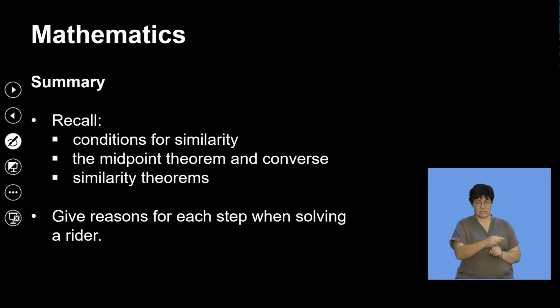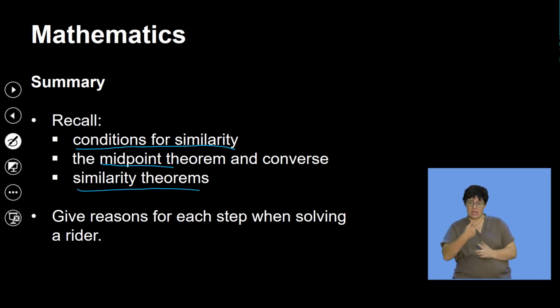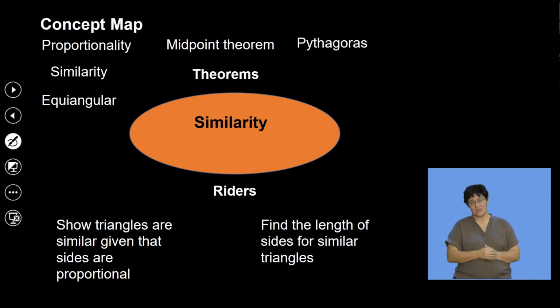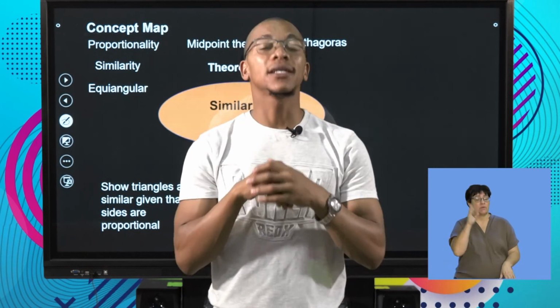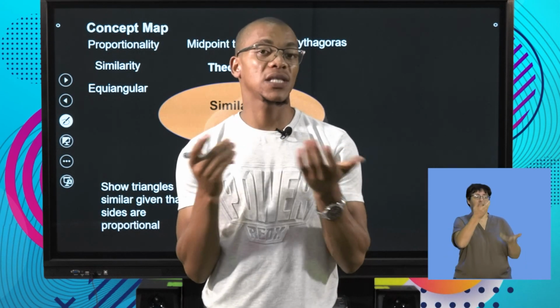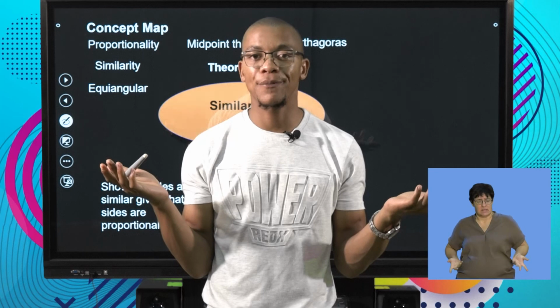Guys, so far what we've looked at is you need to recall the conditions for similarity, the midpoint theorem and its converse, and also the similarity theorems. Please give reasons for each step when solving a rider, and that's our mind map. If you don't give me a reason, I promise you, it's really going to be a problem, because then you are just claiming and you don't have a base for your claim.